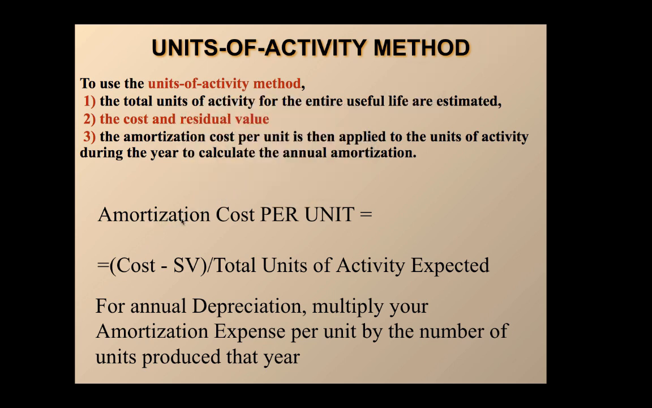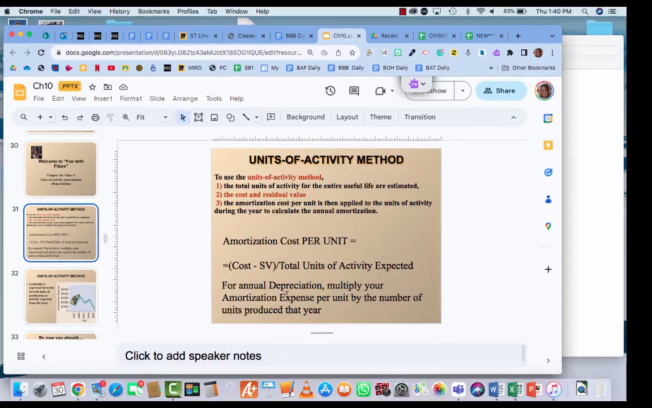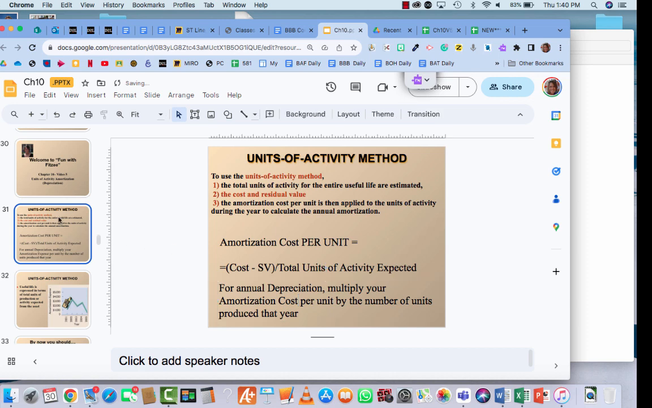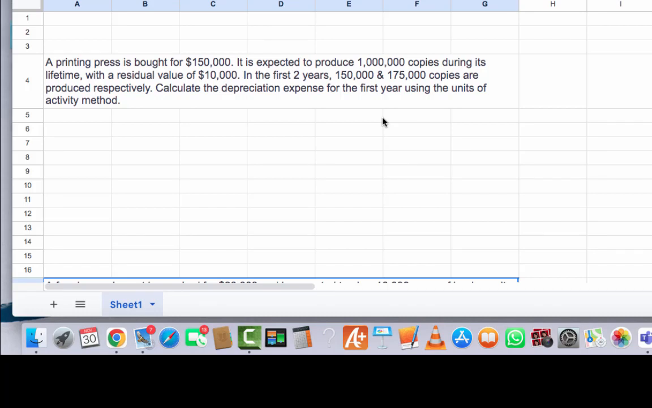In order to get the amortization cost per unit, and your unit could be per number of items produced or per kilometer or something like that, you take your cost minus your salvage value of your asset and divide it by the total units of activity expected. So for example, if you spent $75,000 on a car, that would be your cost. If you think it's going to be worth $5,000 at the end of its useful life, that would be your salvage value. And the 200,000 kilometers you think that car is going to be able to go over its useful life would be the total units of activity. Once you get that, you multiply your amortization cost per unit by the number of units produced that year. I'm going to change this to amortization cost per unit so it's not confusing.